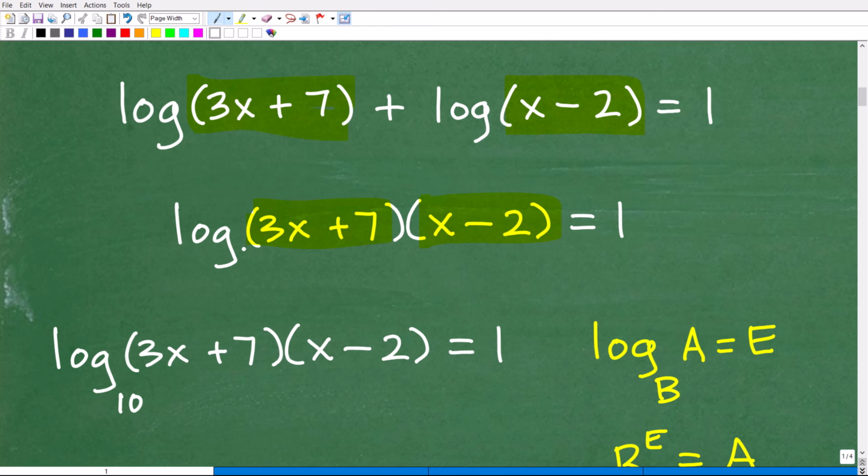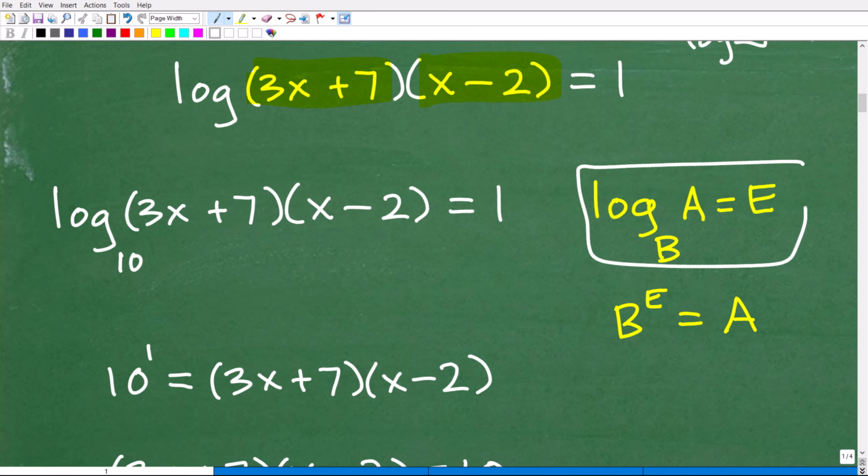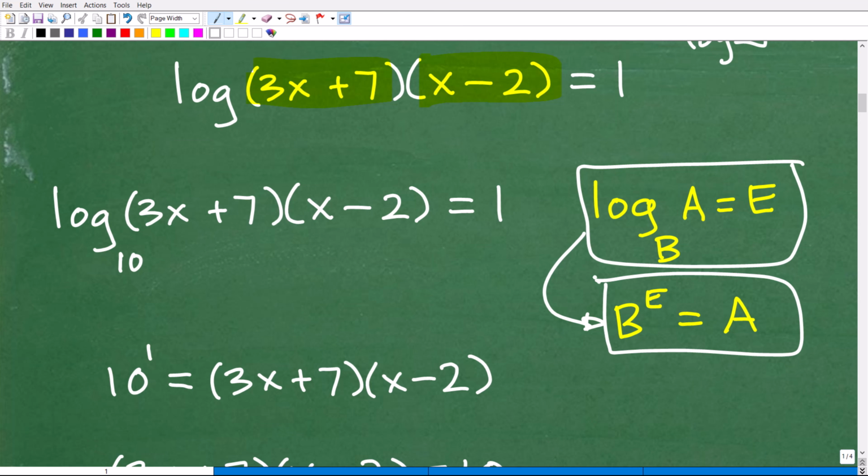Now, when you're dealing with a logarithmic equation, once you have your log part all by itself equaling a number, you're at the stage where you can rewrite this logarithmic equation as a power. The base to the exponent is going to be equal to your answer. So let's see how that is done. Remember, the common log is base 10. So this right here is the b.